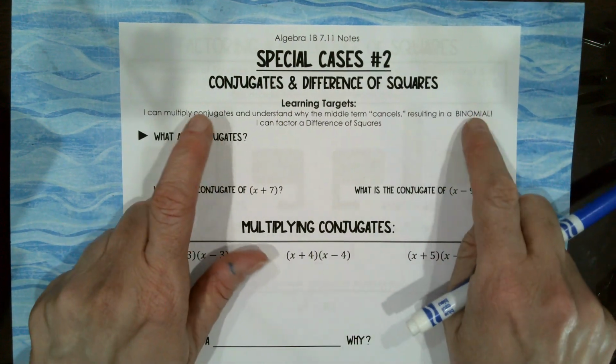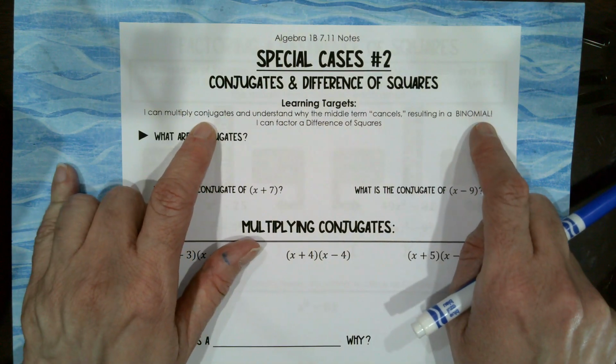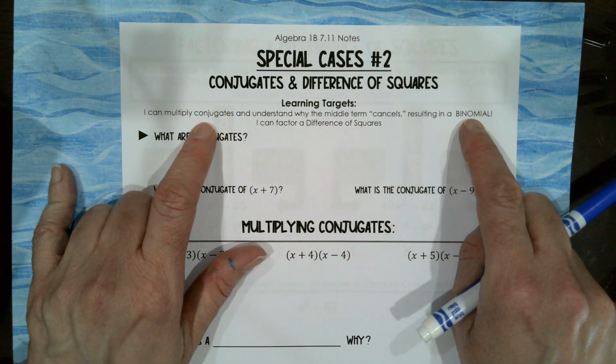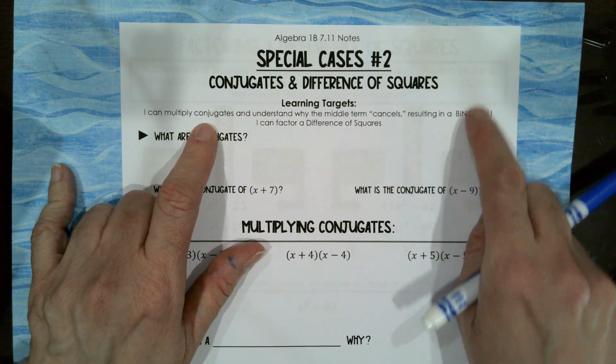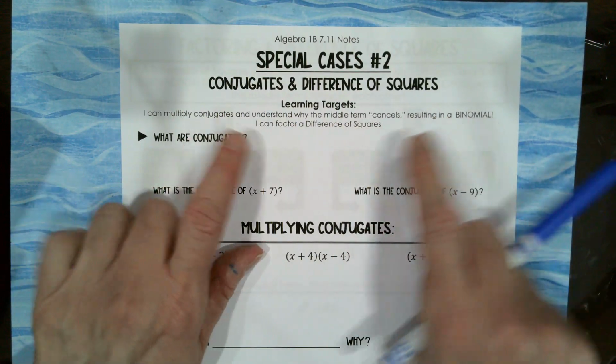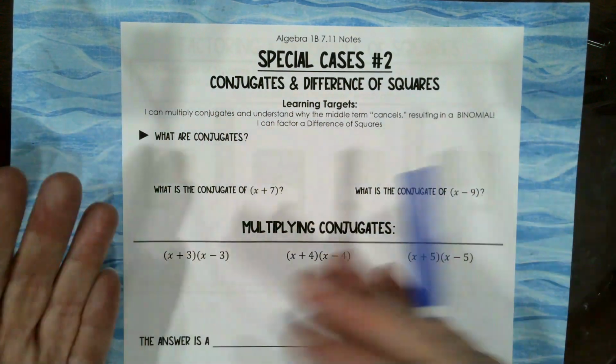I want to just mention real quick, this is really special because we already learned many lessons ago that when we multiply binomials, we get a trinomial. And this is a special case because this is the one time that is not going to happen. And then we're going to factor the difference of squares. So basically, we're going to multiply and unmultiply.